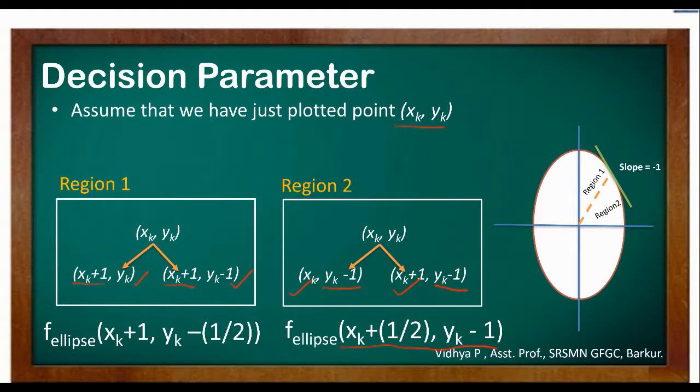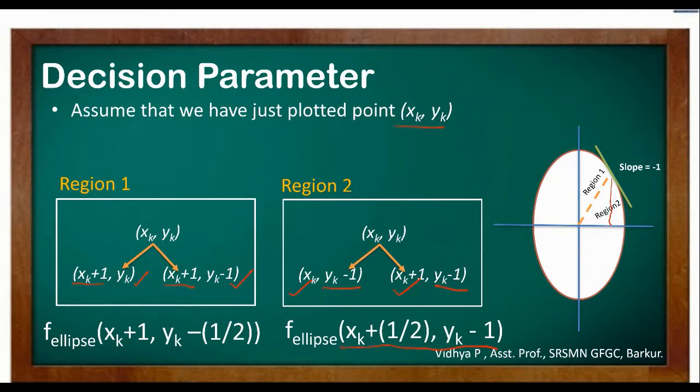The reason is, in region 1, if we observe, the x value changes very fast and the y value will be falling very slowly. So we increment the x value and we decide whether we keep the same y value or decrement it by 1. But in region 2, the value of x will be slowly changing, whereas the y value is falling drastically. So we just decrement the y value and we decide whether we keep the same x value or increment it by 1.